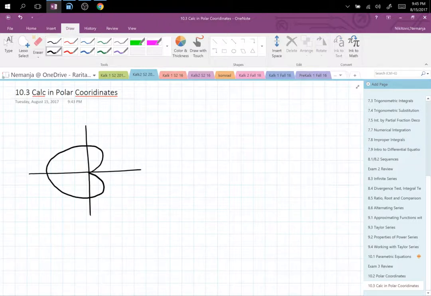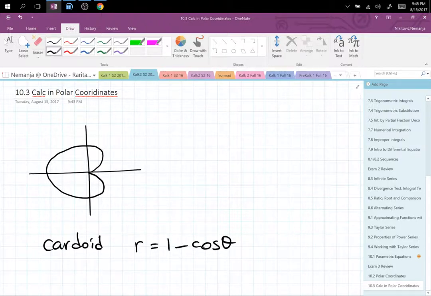We've seen the cardioid, right? It had a fairly simple equation. I believe it was r equals 1 minus cosine theta. I believe that was the equation for this cardioid. It was going through 1 and -1 and -2. I'm not 100% sure, but I think that's it.